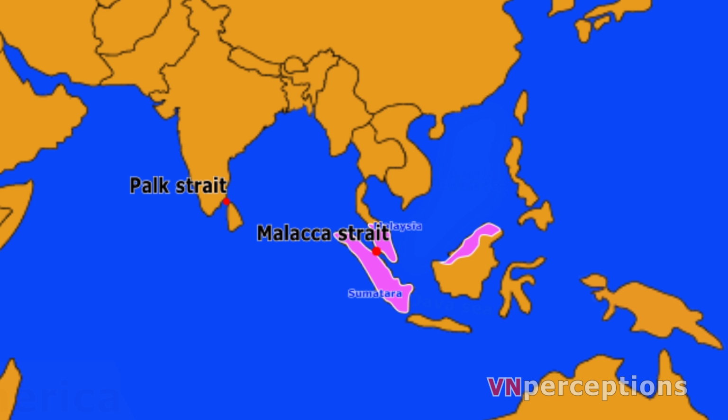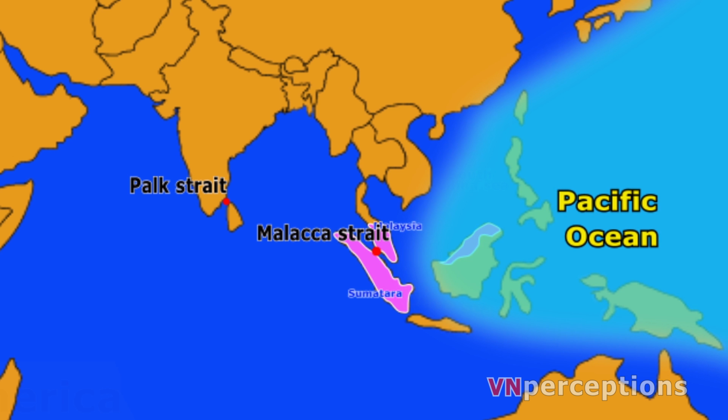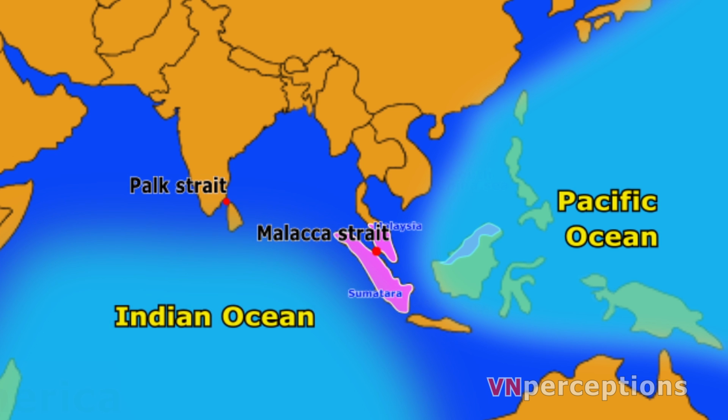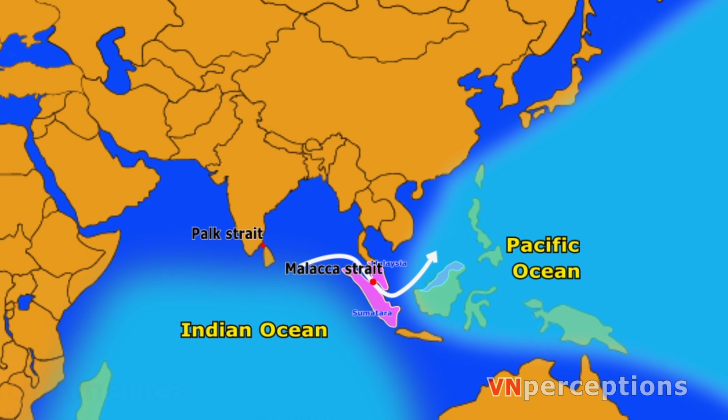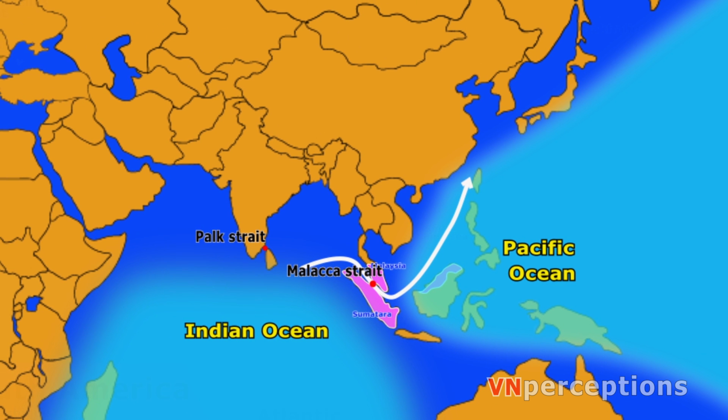This strait connects the Pacific Ocean at its southeast end to the Indian Ocean at its northwest end. It provides a shorter route for ships traveling from the Indian Ocean, that is the Andaman Sea, to the South China Sea and saves thousands of kilometers, and this is the reason why it is the busiest waterway.